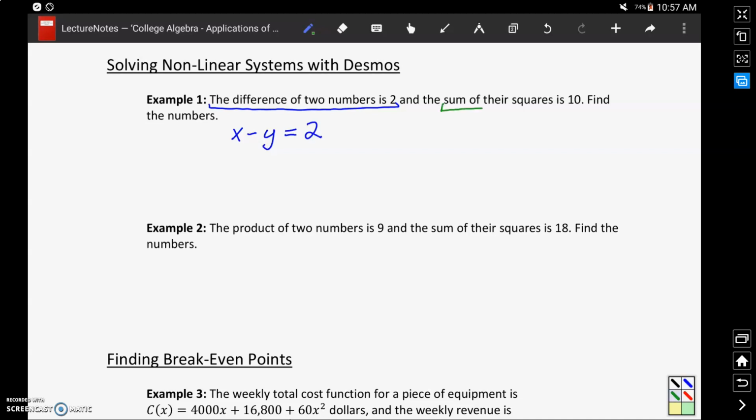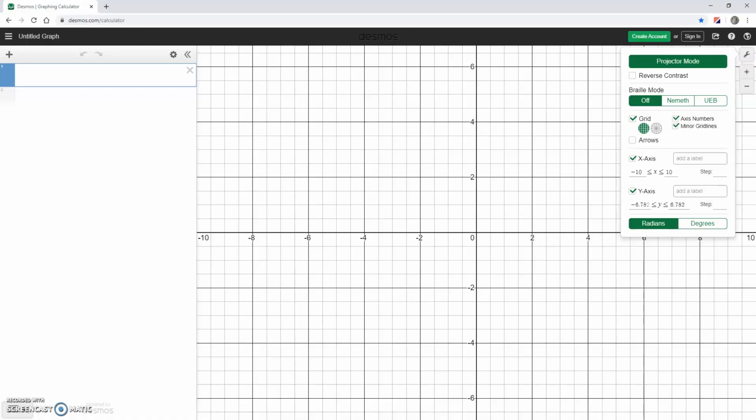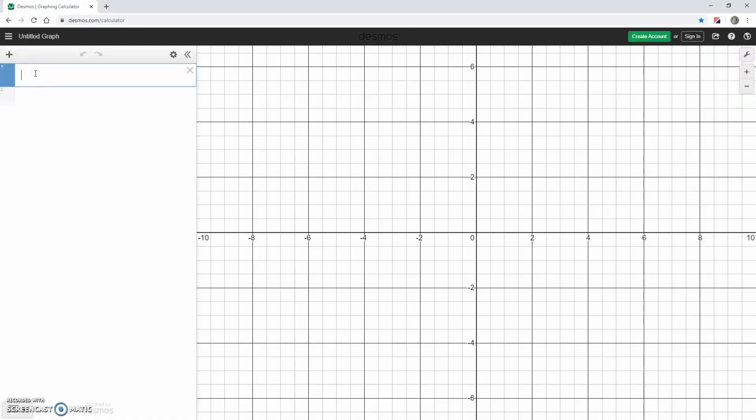And then we know that the sum of their squares is 10. That means if we took the sum of x squared plus y squared, so that we're taking the sum of their squares, that result should be 10. What we can do then is flip over to Desmos to graph these two nonlinear equations. Well, we've got one linear equation and one nonlinear equation.